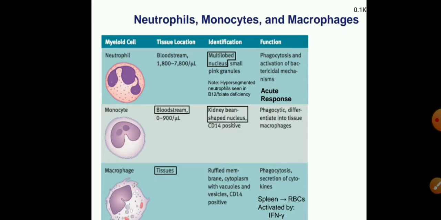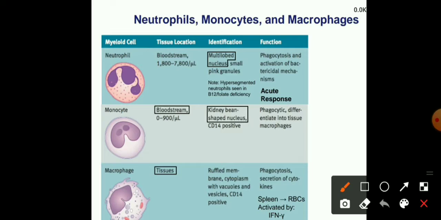The next one we have is the monocyte. It is also found in the bloodstream, and the characteristic feature is a kidney bean shaped nucleus. The function is phagocytosis, and it differentiates into tissue macrophages. The next one is the macrophage, which is not found in the bloodstream but in tissues, and the function is again phagocytosis and secretion of cytokines.